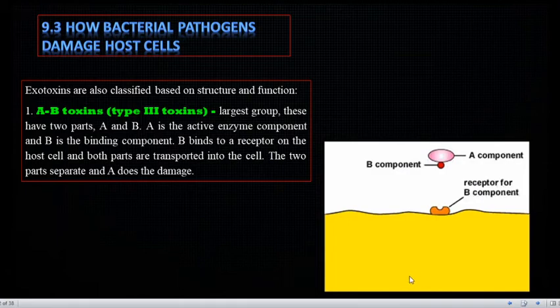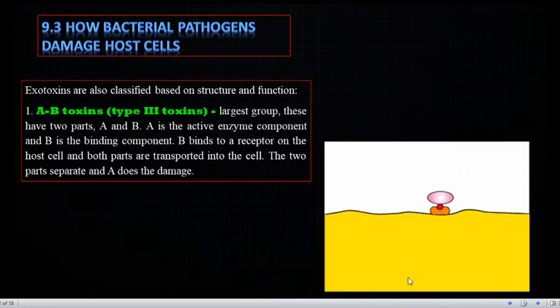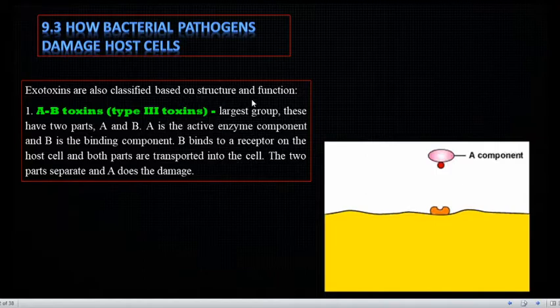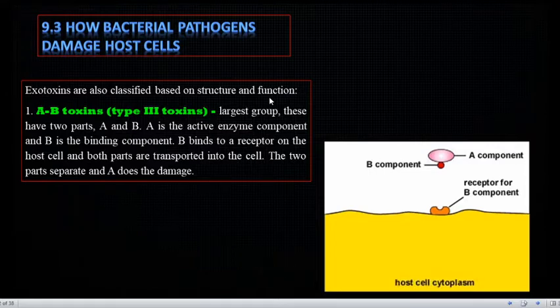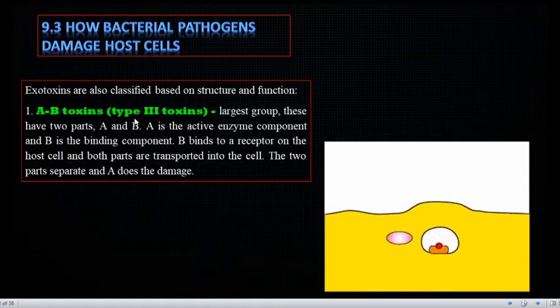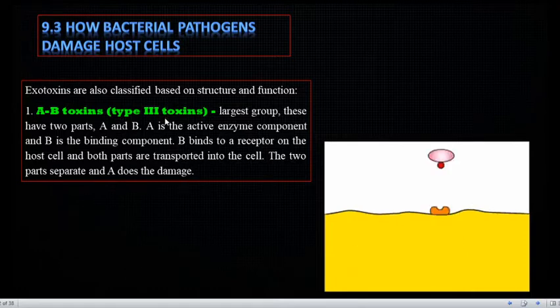Now let us start. So we ended last time with the exotoxins. Let's continue with the exotoxins. Your exotoxins are also classified based on structure and function. So meron siyang tatlong classifications. And the first one is your A, B toxins, or you can also call them as type 3 toxins. Now, actually, most of your exotoxins class, most of them are classified as AB toxins.